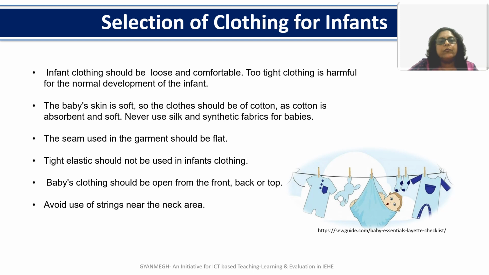Now we are going to study about the selection of clothing for infants. For this selection, we have to keep in mind few points. For example, infants' clothing should be loose and comfortable. Too tight clothing is harmful for the normal development of the infant. The baby's skin is soft, so pure cotton clothes should be preferred, as cotton is absorbent and soft. Cotton blends can also be used, but try to avoid synthetic fabrics for the babies.